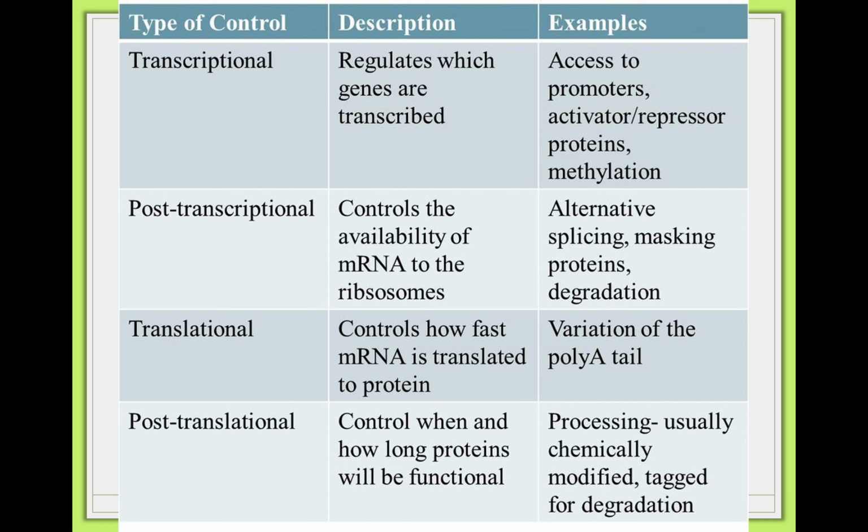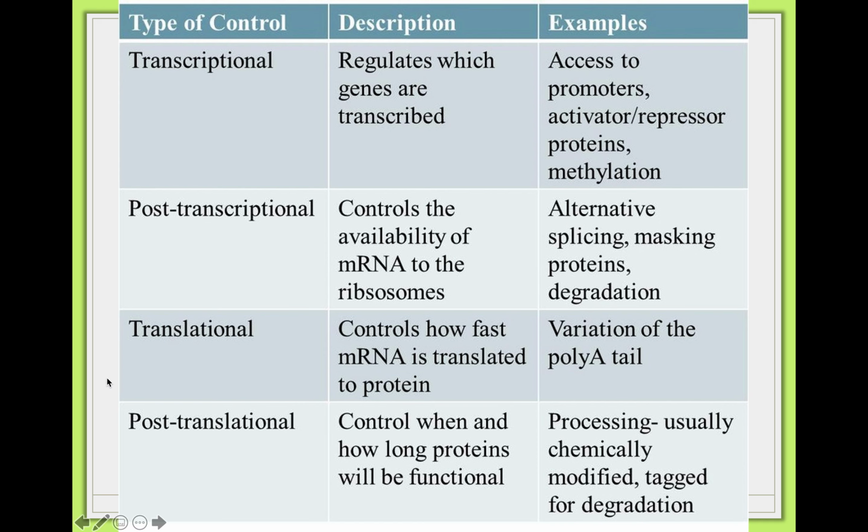Let's have a look at the different types of control, with a bit of description and examples. We start off with transcription. I'm not putting in replication because it's actually very easy. Transcription regulates which genes are going to be transcribed, and examples are access to promoters, activator or repressor proteins, and methylation. Post-transcriptional control controls the availability of mRNA to the ribosomes, and involves alternative splicing, masking, protein degradation, and a few more.